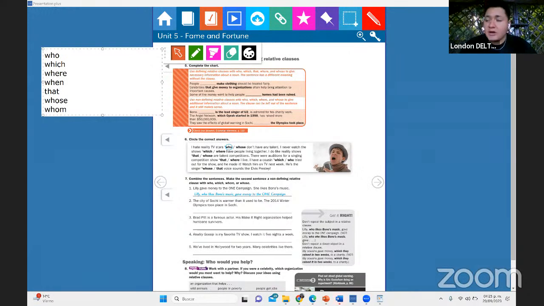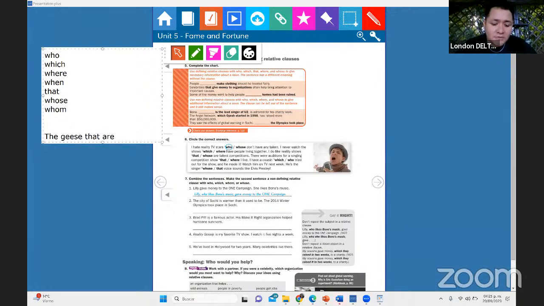So you can say, for example, the geese. I want to give some information. The geese that are in front of me are aggressive. Here you say something that helps you identify what subject you're talking about. In this case, I can use that to talk about this subject, which is the geese.